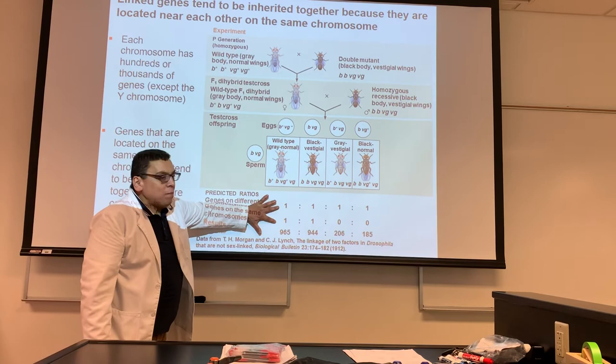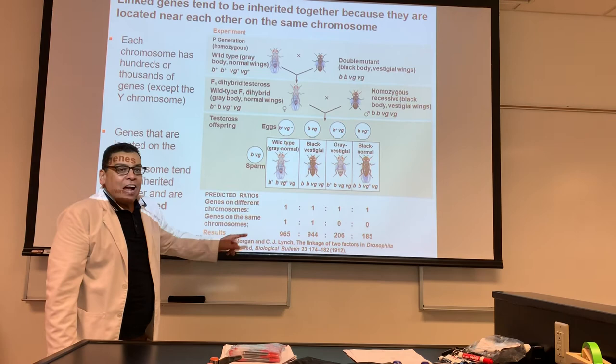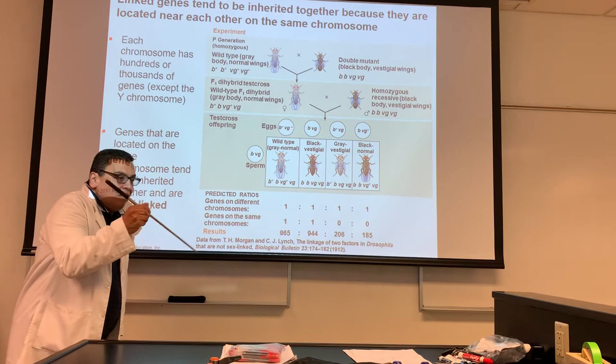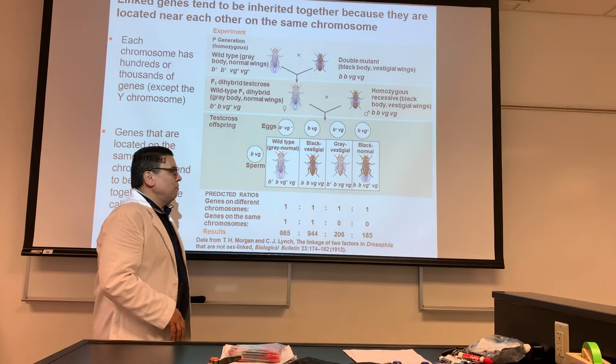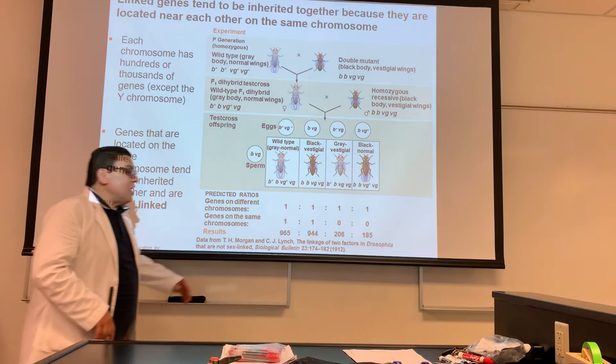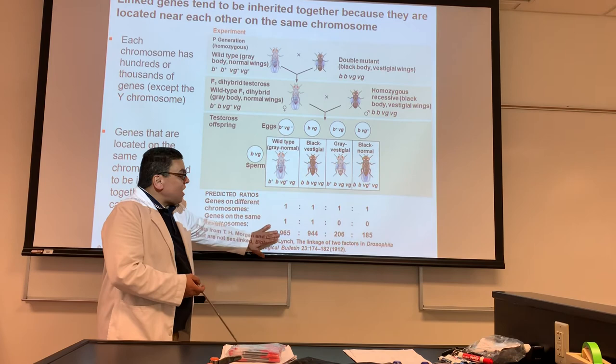But the numbers are the actual data. They take the flies and they literally sit there and count them. How many of these do I get? How many of these do I get? And so forth. Obviously, they're not counting three flies here. They gotta count thousands of them. Genetics is all about statistics. So you're not gonna just count four flies here. You're gonna count thousands of them. And when they do, they find 965 of them look like mom.